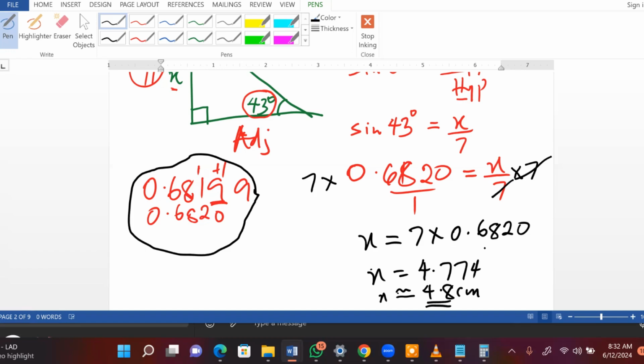I want to ask a question. This place where we have 0.6820 over 1 equal to x/7, before you multiply both sides by 7, is it possible for you to cross multiply? Exactly. Yes, you can cross multiply at that point. You can do that.